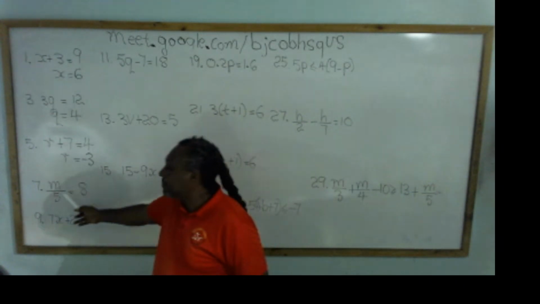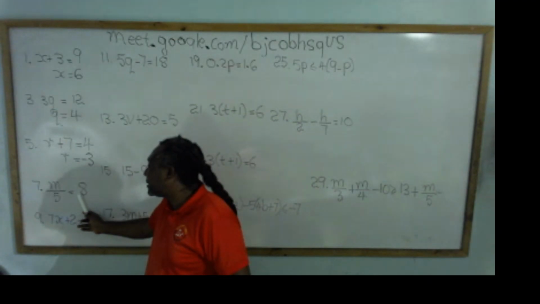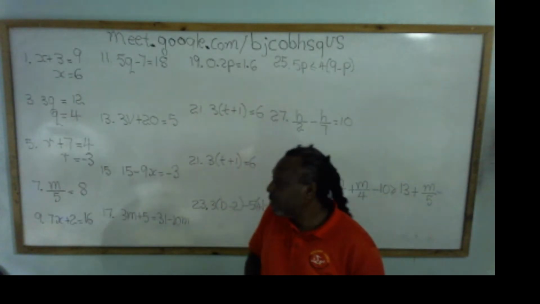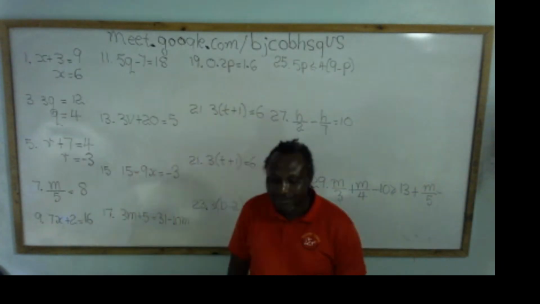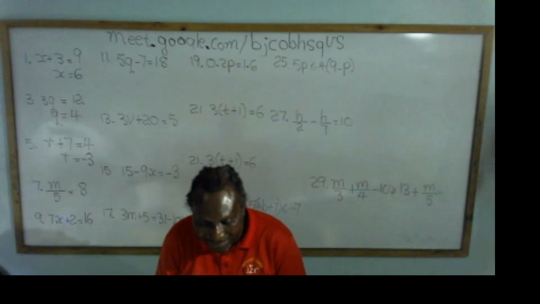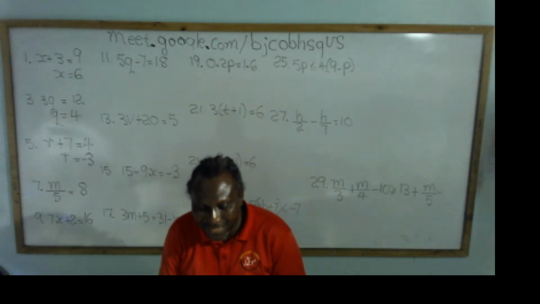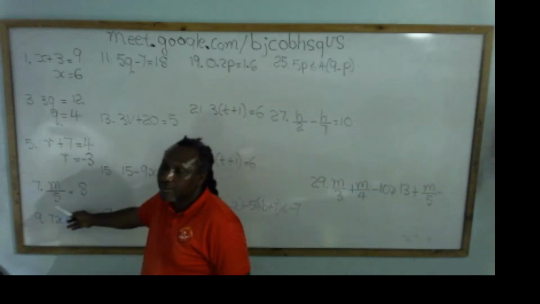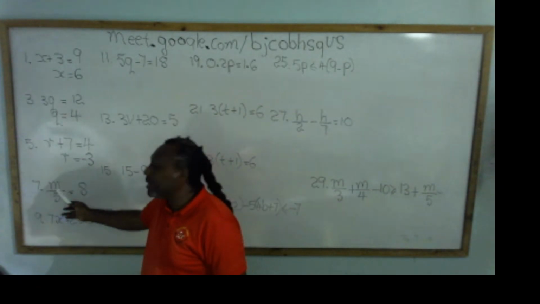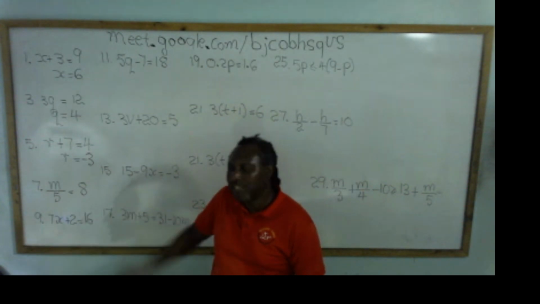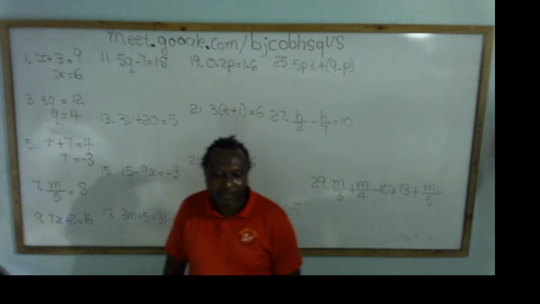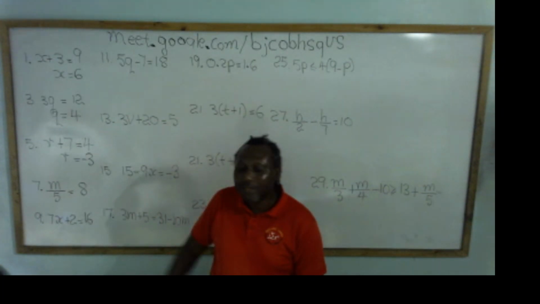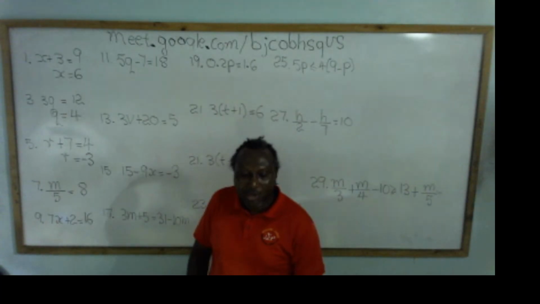Now, number 7. m divided by 5 is equal to 8. What do we do? Now, we are surely dividing by 5 there. So anybody will tell, multiply by 5. Exactly. Because we are dividing by 5 here, in order to eliminate the 5 that we are dividing by, we do the opposite of division, which is multiplication. So we'll multiply by 5 on the left-hand side, in order to eliminate the 5. On the right-hand side, we will also multiply by 5 in order to balance the equation.